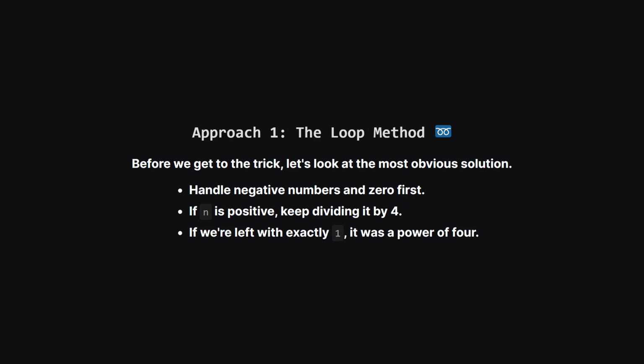Even though the problem hints against it, let's quickly think about a loop-based solution. It helps build our intuition. We'd first make sure the number is positive. Then, we could just keep dividing the number by 4 in a loop. If at the very end we're left with 1, then the original number must have been a power of 4.